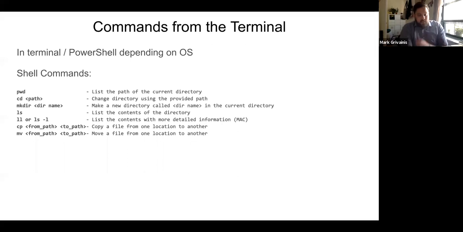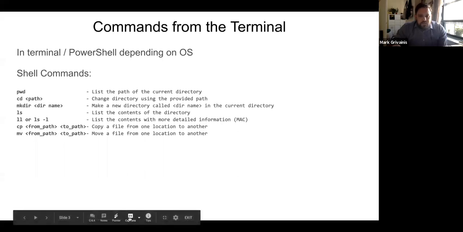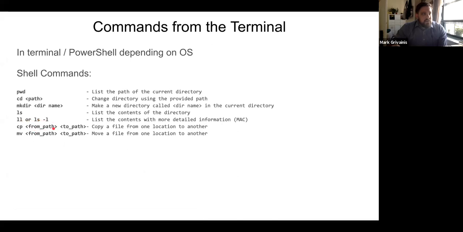ls will list the contents of the current directory, just the file names. ll or ls -l, sometimes ll isn't configured on all terminals, will list the contents but with information, like how big the files are, what their permissions are, and more detailed information. cp is to copy. cp takes two paths. The first is the path to the file you'd like to copy, and the second is the path where you want to copy the file to.